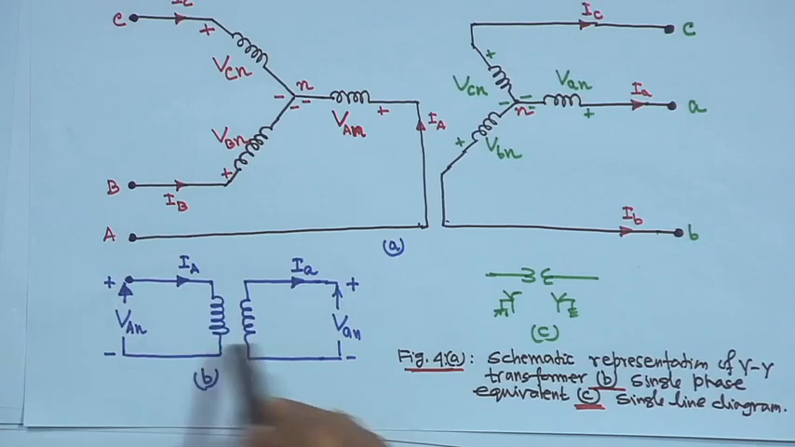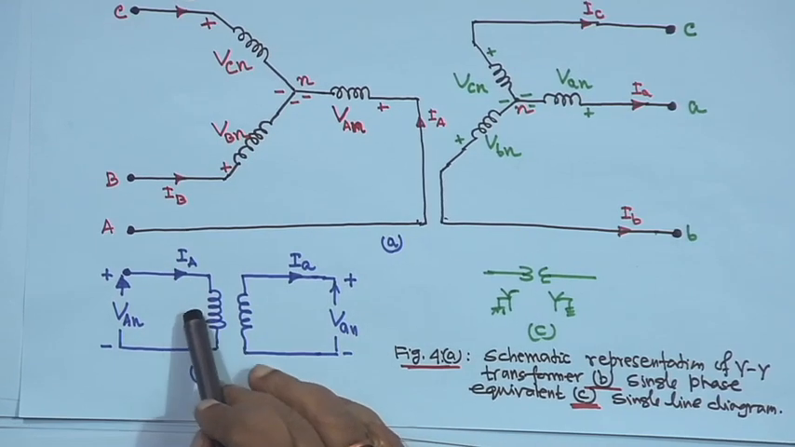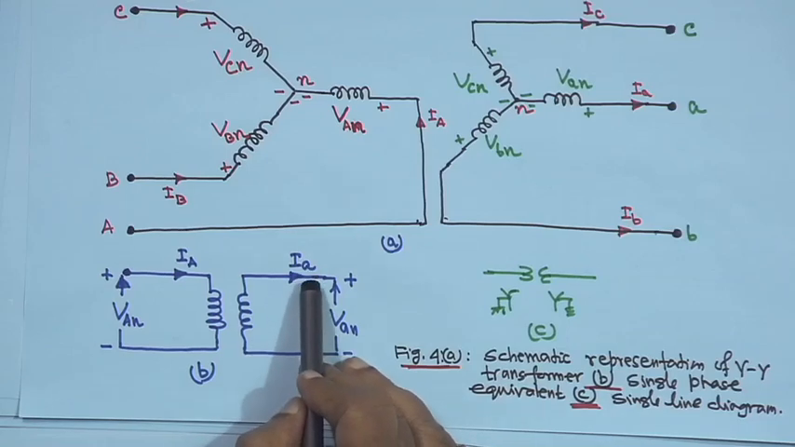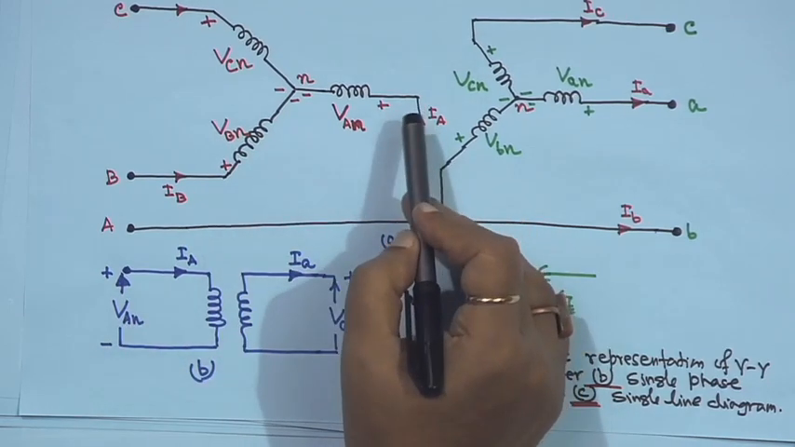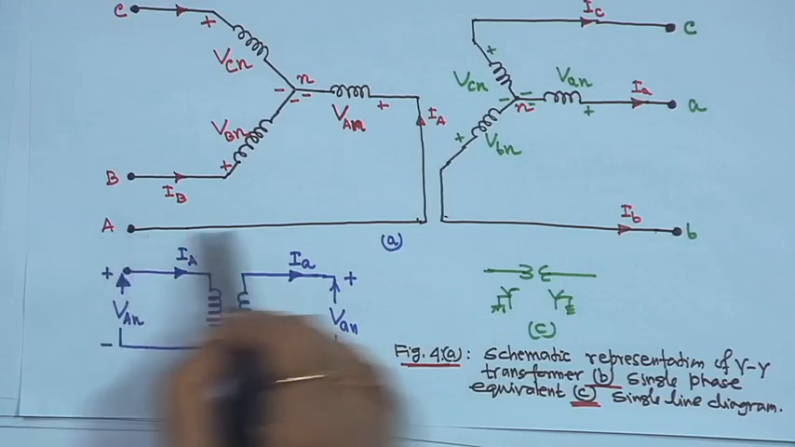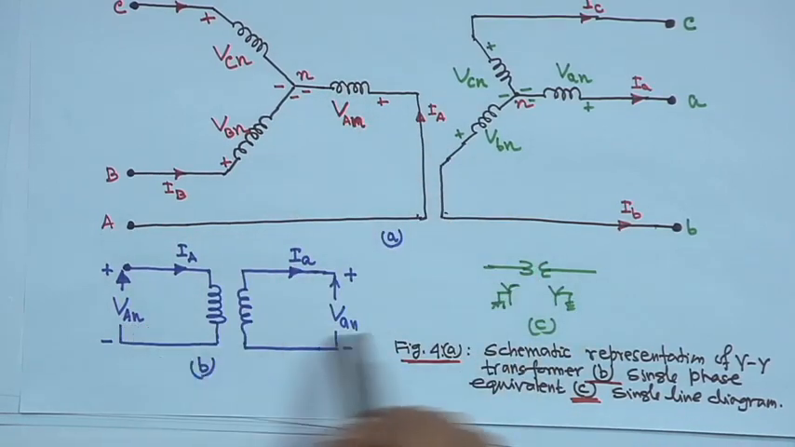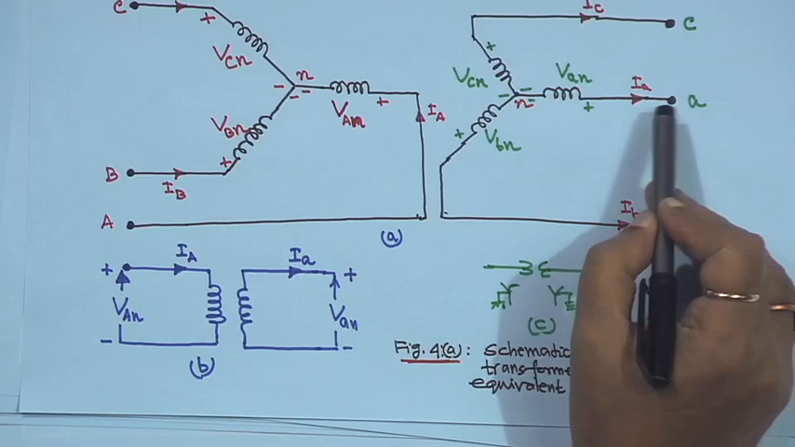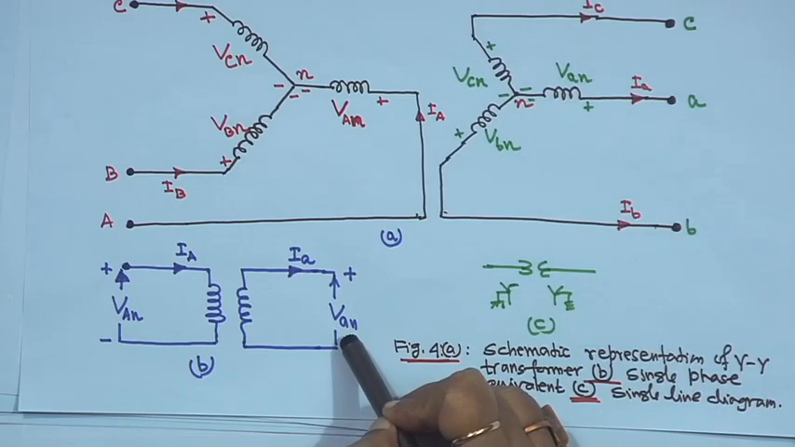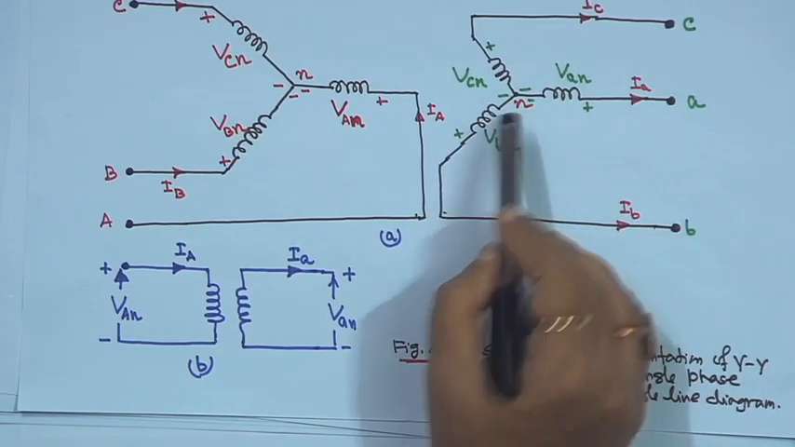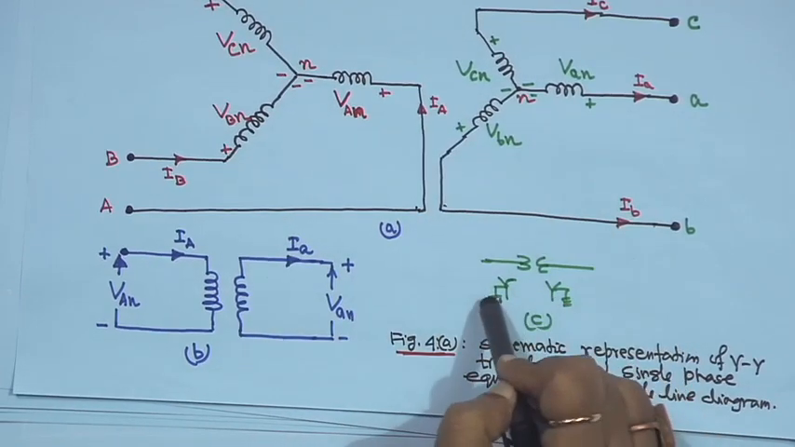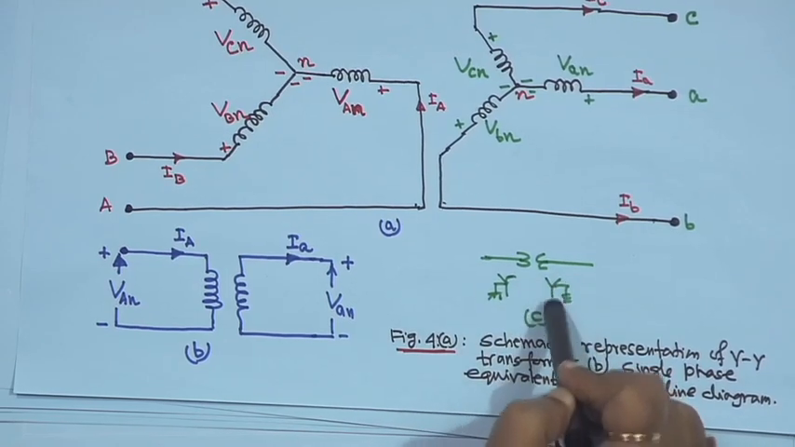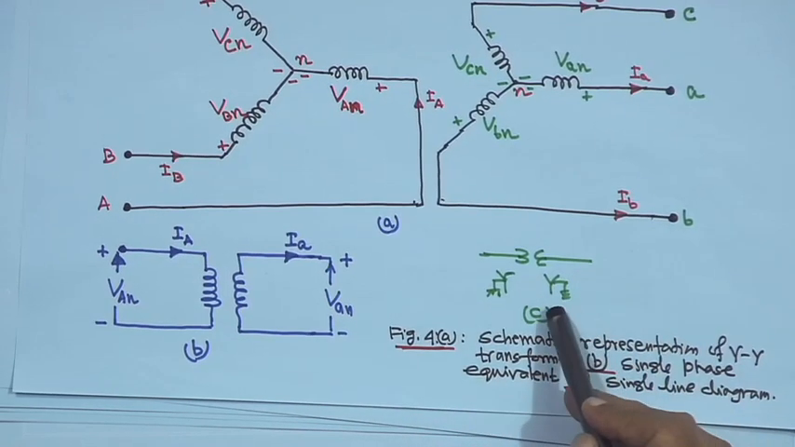So, this is the current IA on the primary side, and this is Ia, with the subscript small a, right. This is Van, capital N, and this is Vn, small n. The star side is always grounded, although here it is not shown. This is the star star transformer equivalent circuit representation, right.